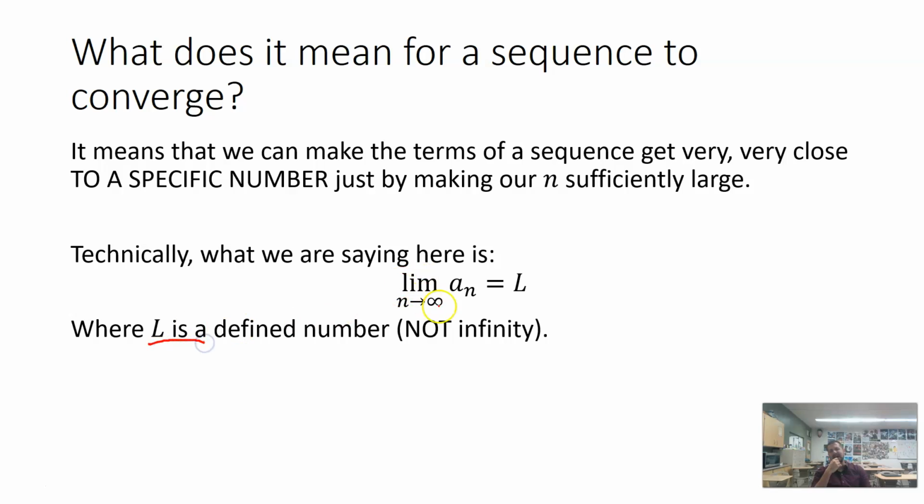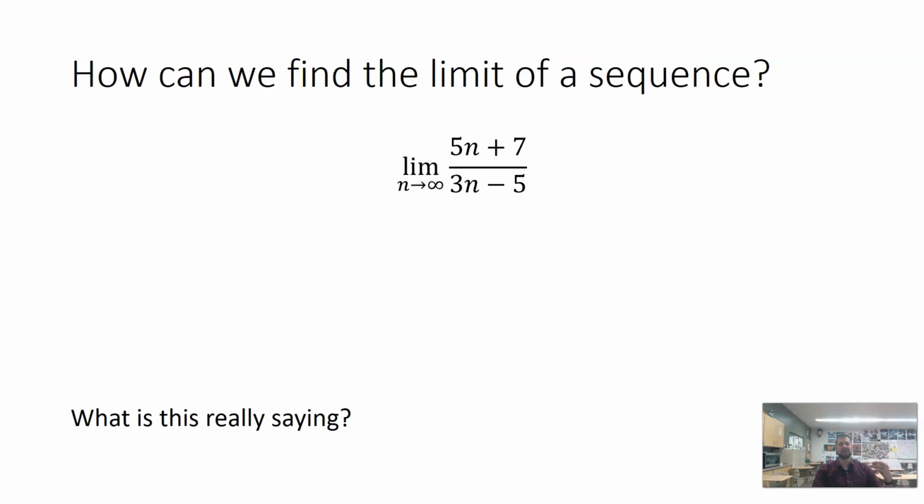We're just saying, as I take infinity and plug that into my sequence, I want to know what the term way out there is. All I have to see is whether that is going to be a number. If it's going to be a number, then we say that our sequence is going to converge. If we get infinity, then we say that the sequence is going to diverge.